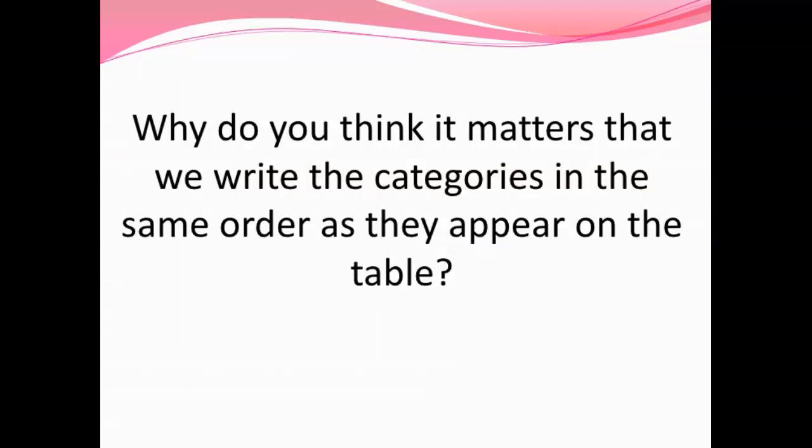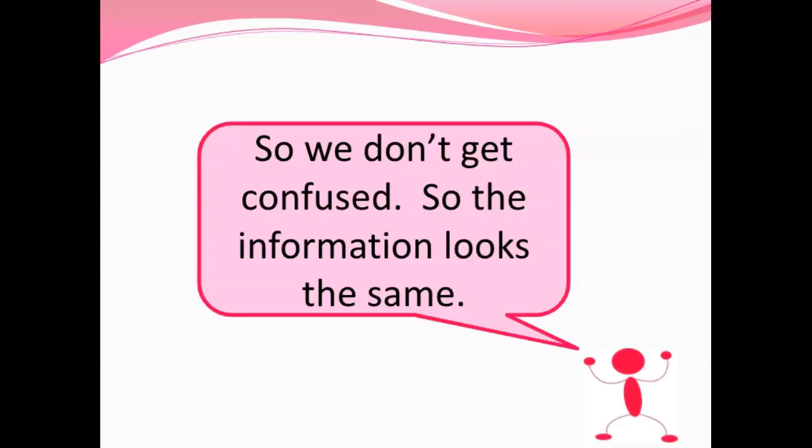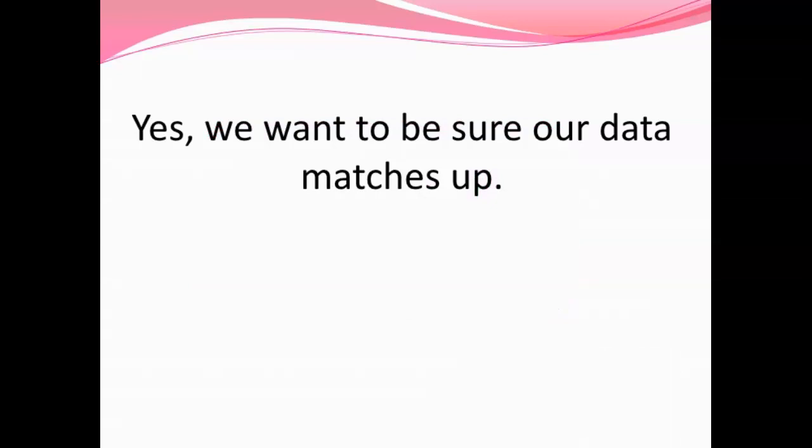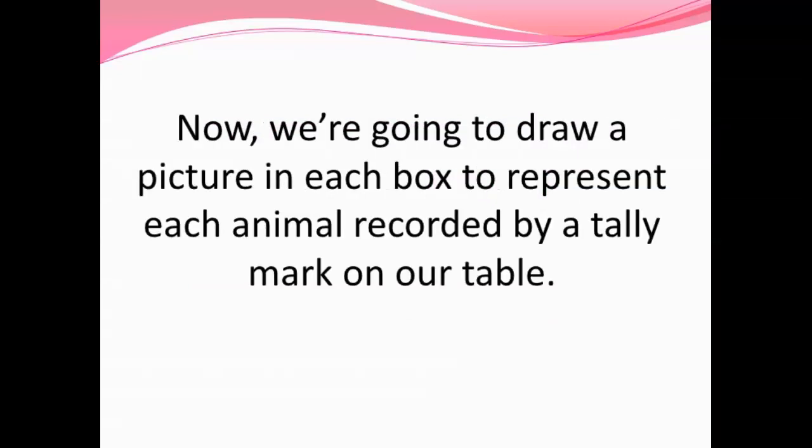Okay, so why do you think it's important that we write the categories in the same order that they appeared on the table? So we don't get confused, right? If we're taking data from one place and putting it in another place, we want it to look the same so we don't write the numbers wrong. Sometimes if we start putting things in different orders, it can get super confusing. So we want to be sure our data matches up.